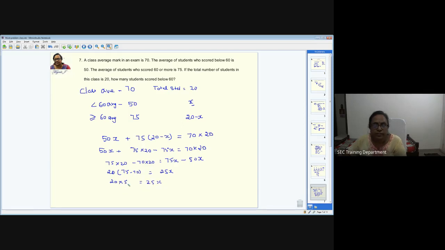Or I can say this is 100. 100 by 25 is nothing but 4. So here x is 4. Okay, so that's what you have to find out. If x is 4, that means here there are 4 students, and therefore the other is going to be 16.